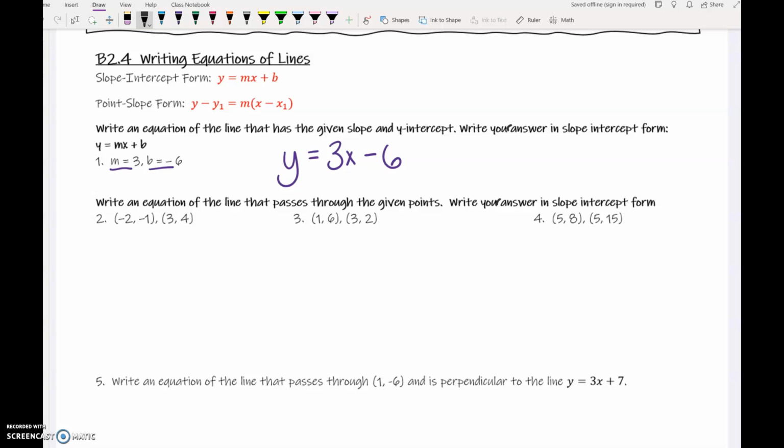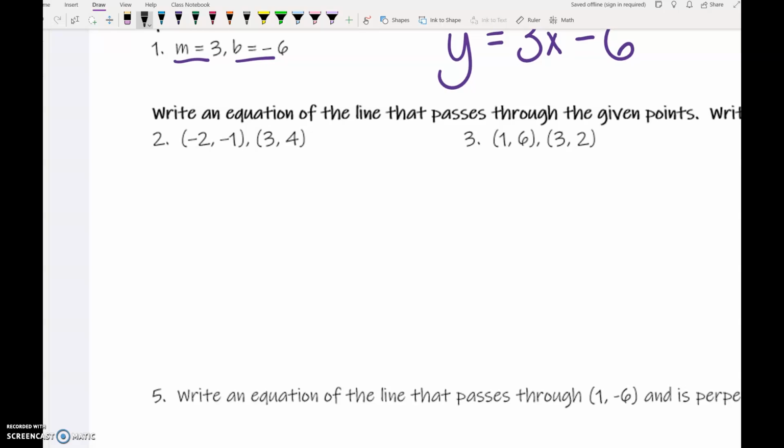Number 2, write an equation of the line that passes through the given points. There's a couple of things we need to do here. The first thing that we need to do is find the slope. So using those 2 points and what we learned last chapter, find your slope. We would do 4 minus a -1 over 3 minus a -2. That would be 5 over 5, which is 1.